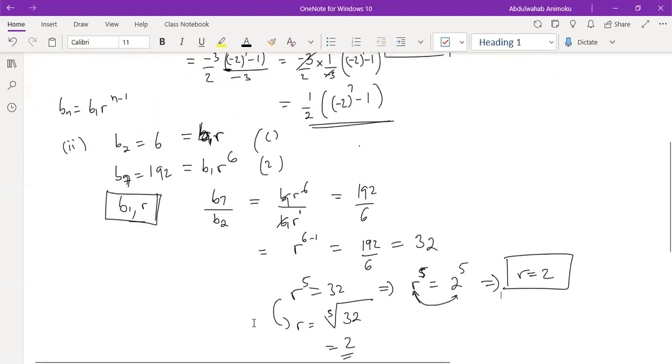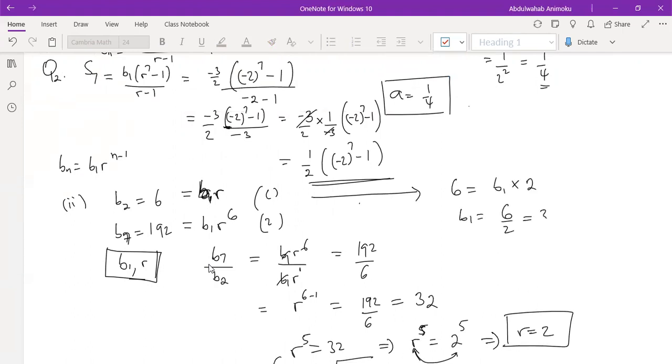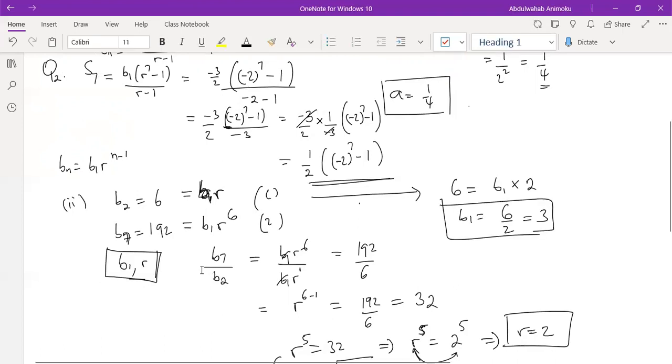What about the first term? You can then substitute back into one of the equations to get the first term. We know that 6 is equal to the first term times the common ratio, which means the first term is 6 over 2, which is 3. So the first term is 3 and the common ratio is 2.